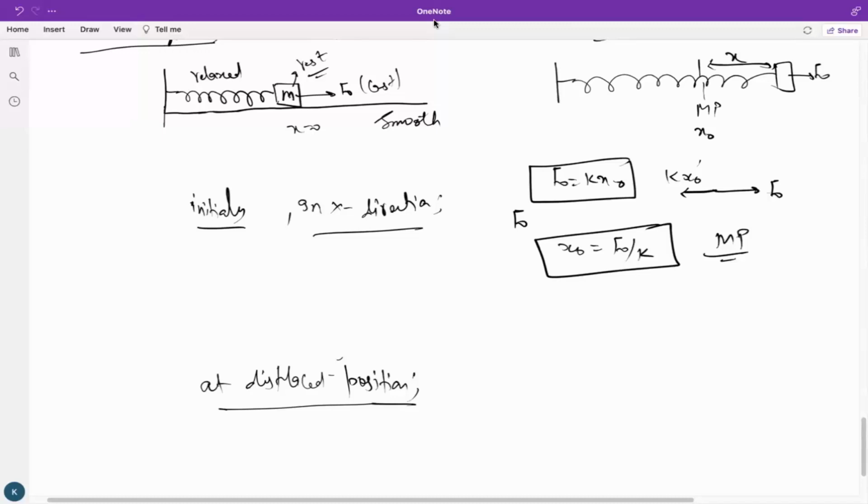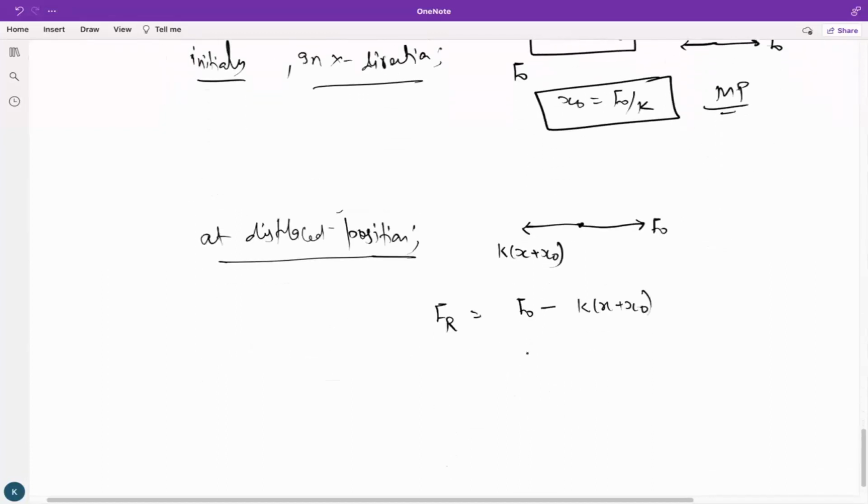What I'm trying to do here is at a displaced position. At the displaced position, we actually have two kinds of force. One force is still acting in this direction, which is F naught, and it is balanced by kx naught. And in this direction our spring force is acting, which is k times x plus x naught. So if I'm talking about the restoring force, it will be F naught minus k(x plus x naught).